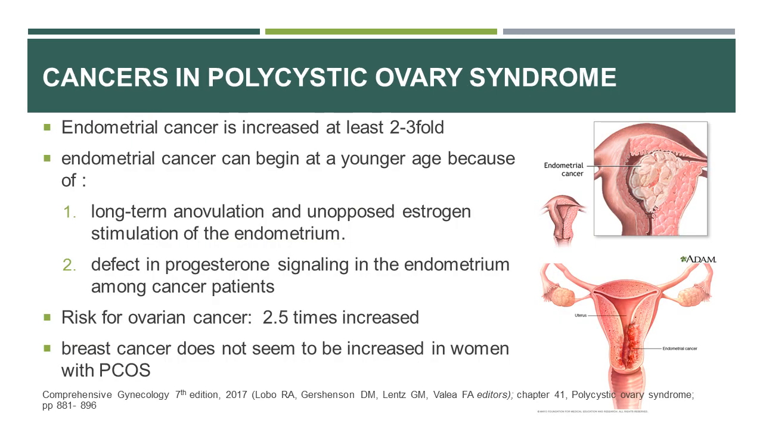Endometrial cancer is increased by about 2 to 3-fold among patients with PCOS, especially those patients who are obese. Endometrial cancer can begin at a younger age among PCOS patients, and this is because of the long-term anovulation in these patients and unopposed estrogen stimulation of the endometrium. There is also note of a defect in progesterone signaling in the endometrium of PCOS patients who develop cancer. The risk for ovarian cancer is also 2.5 times increased among PCOS patients. However, breast cancer does not seem to be increased among women with PCOS.